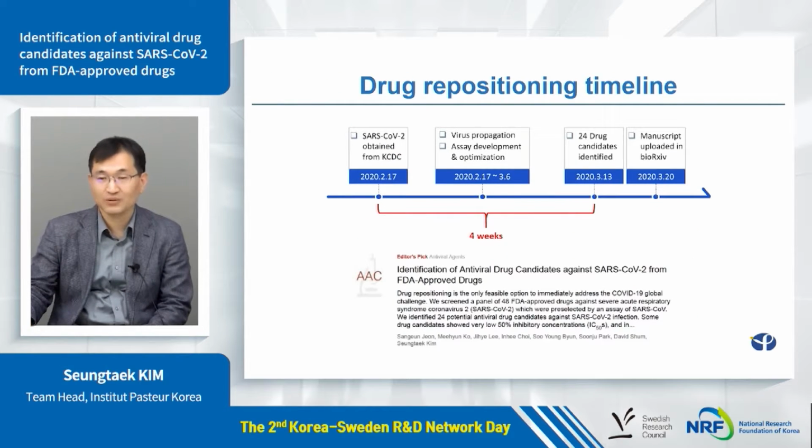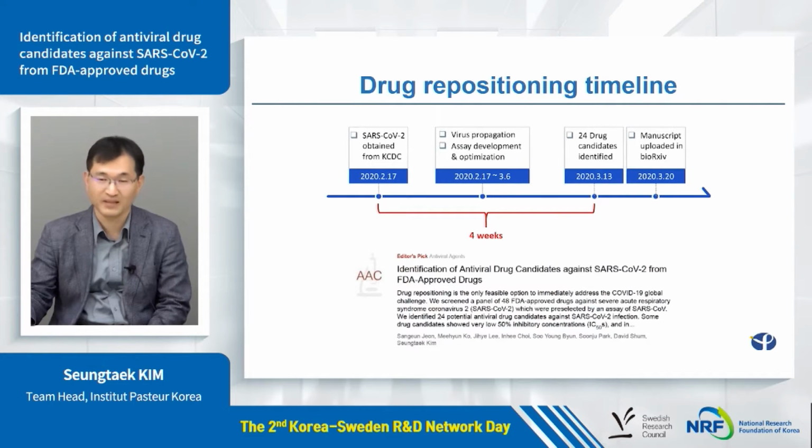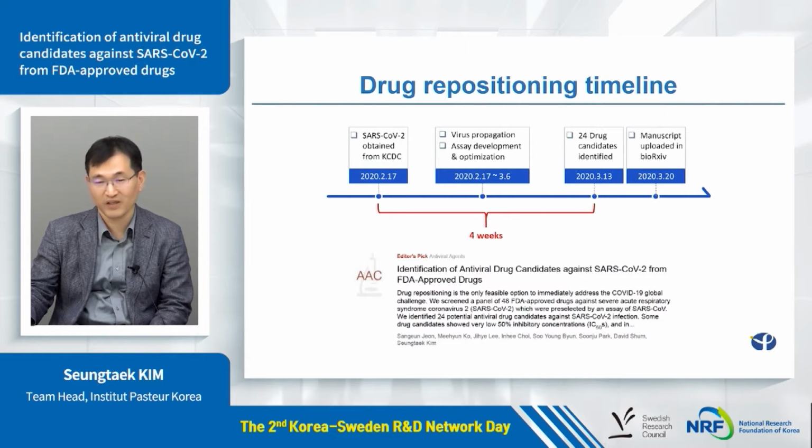So this slide shows our drug repositioning timeline. We received SARS-CoV-2 from Korean CDC on February 17. Before receiving the virus, we were screening the drug library with the SARS-CoV-1, as I told you in the previous slide. As soon as we received the SARS-CoV-2, the virus was propagated for experiments, and we developed an antiviral screening assay against the SARS-CoV-2.